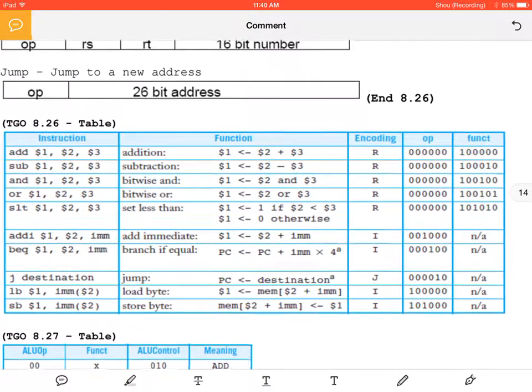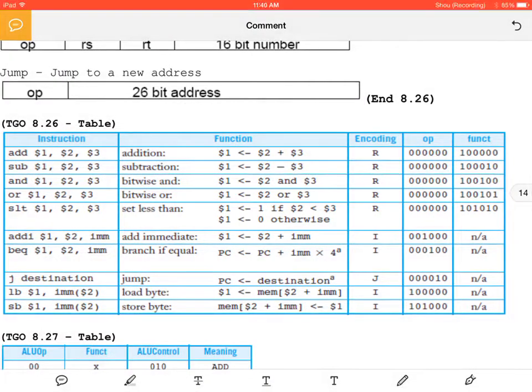So this is the table I want you to include. For this example, 2 and 3 is stored into 1. The dollar sign and the value after it represents the actual register name. So here it would actually be register 2.